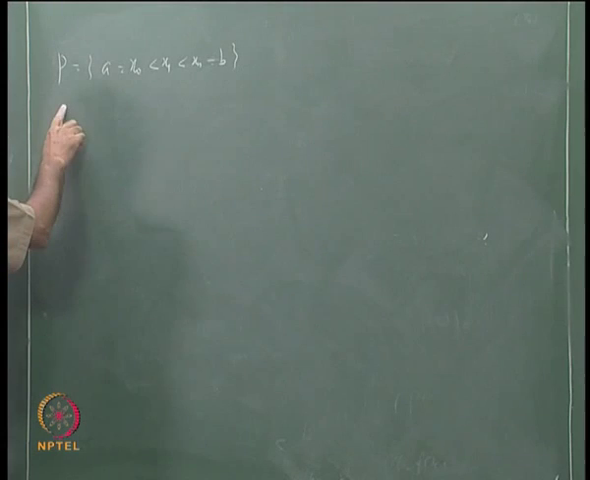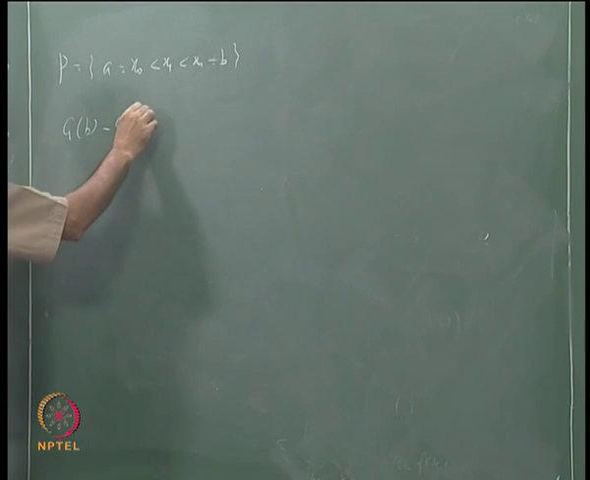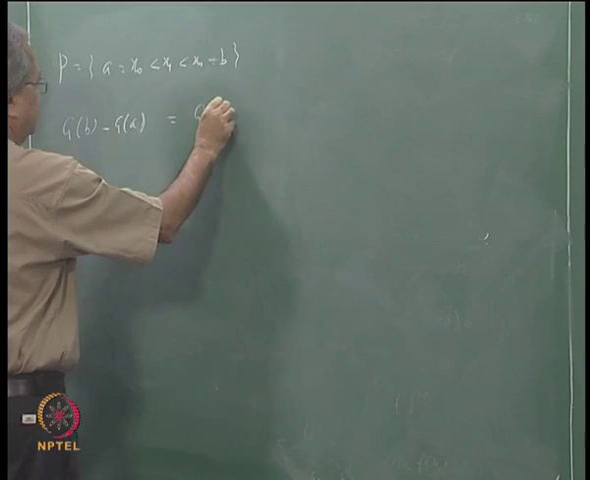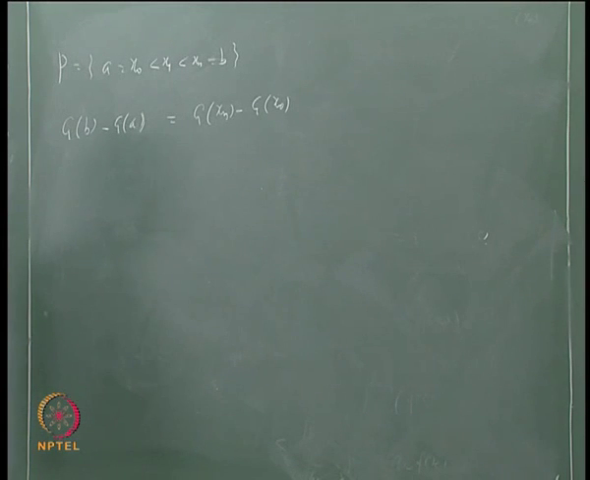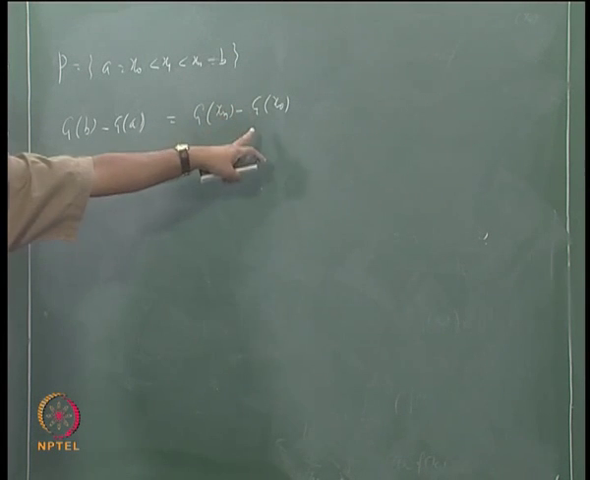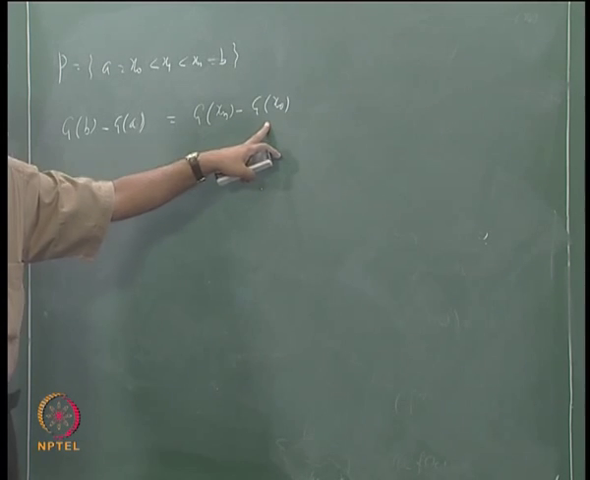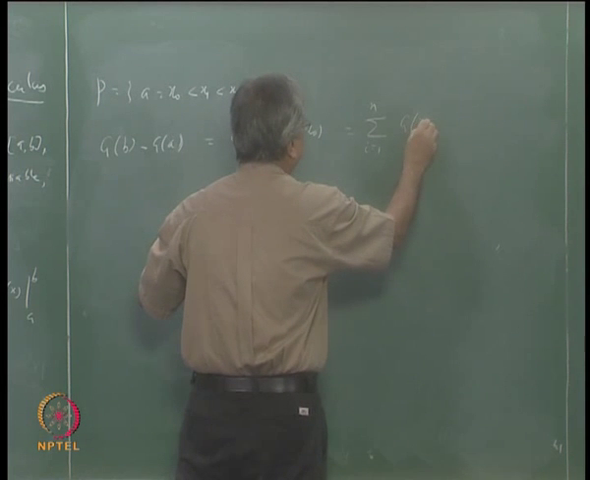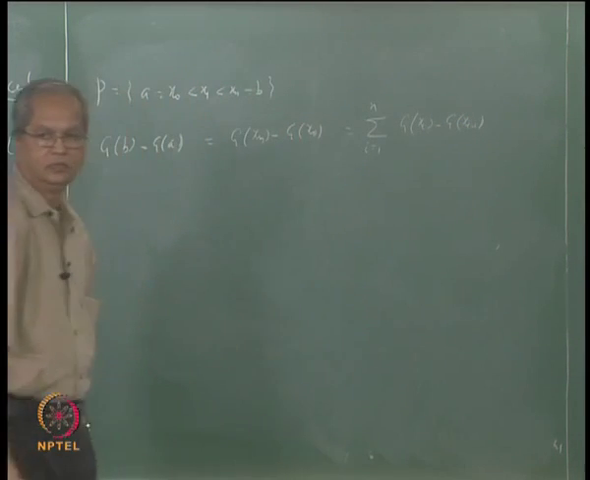Then you look at this G(b) minus G(a). In this notation it is the same as G(x_n) minus G(x_0). We can add and subtract the in-between terms. I can write this as G(x_n) minus G(x_{n-1}), then plus G(x_{n-1}) minus G(x_{n-2}), etc., and coming to the end I will write this last term as G(x_1) minus G(x_0). In other words, I can write this as the sum over i going from 1 to n of G(x_i) minus G(x_{i-1}).